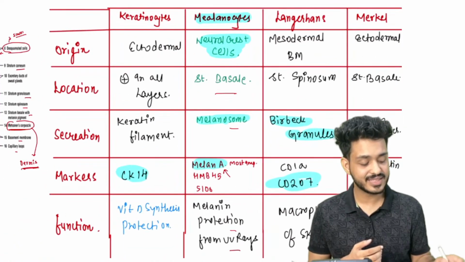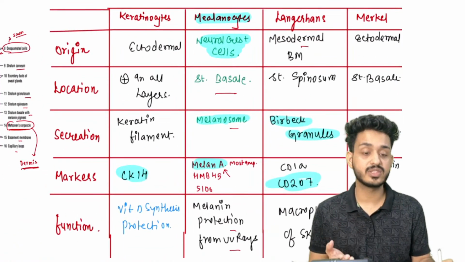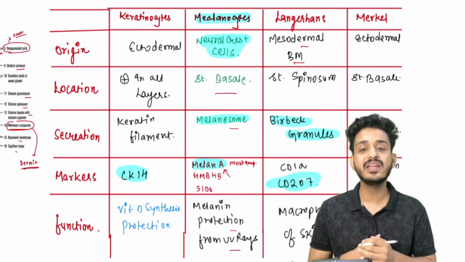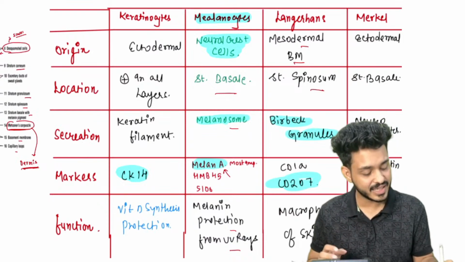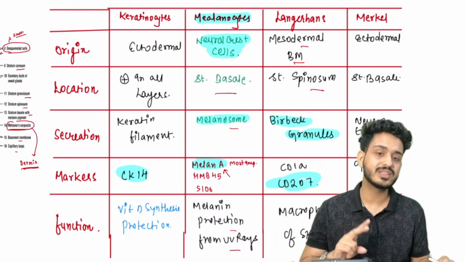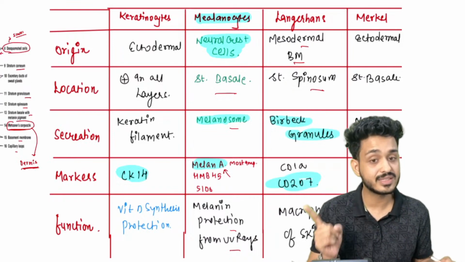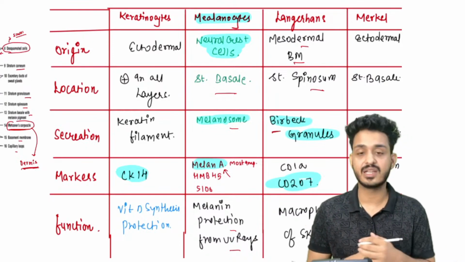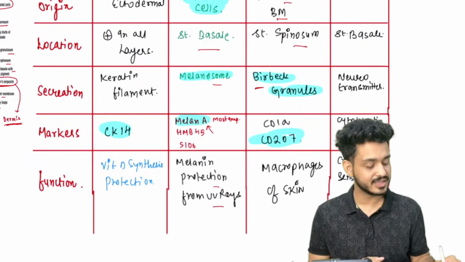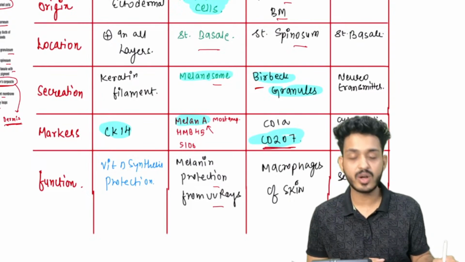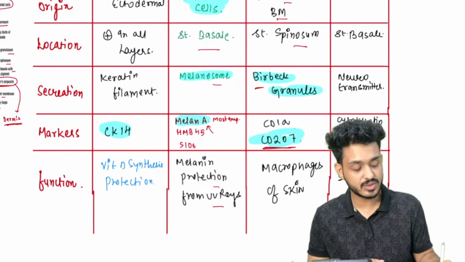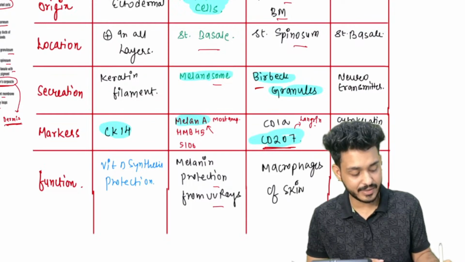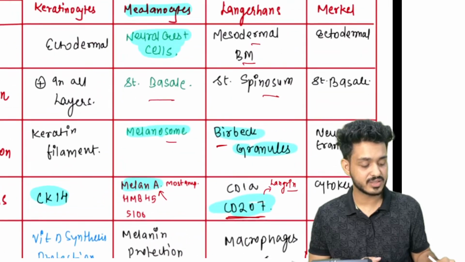Langerhans cells are mesodermal in origin because they are phagocytic. I've already told you they are macrophages, right? So they are phagocytic in nature. They are present in your stratum spinosum. Two things in stratum spinosum: one is desmosome abundance, second one is Langerhans cells. Keep revising. Birbeck granules, tennis racket appearance. Most important marker is CD207, CD1a. CD207 is also known as Langerin. Very important, guys. They are macrophages of the skin.